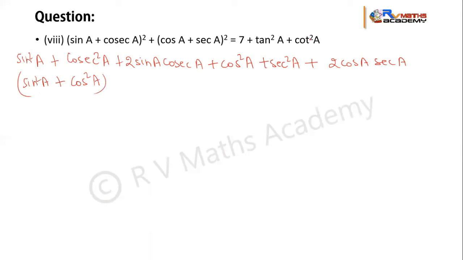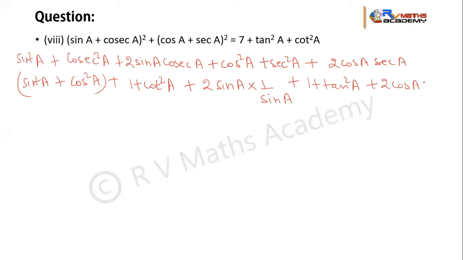Now you can see in our right hand side, cosec is not coming, it is coming cot. So we can write it as 1 plus cot square A. Now plus 2 sin A. Sin A and cosec A are reciprocal of each other, so we can write cosec A as 1 upon sin A. Yes, sec is there, but in the right hand side, sec is not coming, it is coming tan. So we can write the identity 1 plus tan square A. Now, plus 2 cos A. So sec A is a reciprocal of cos, so just put the value. Now you can see, they will simplify.